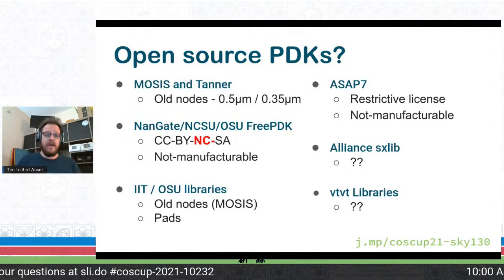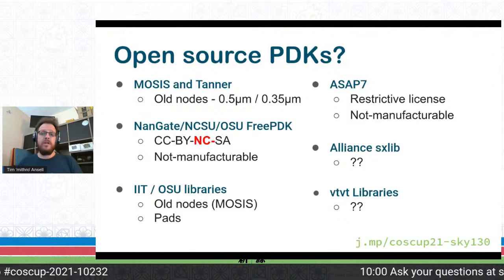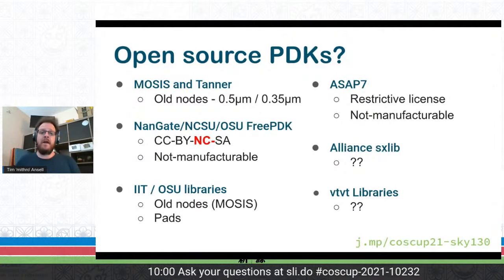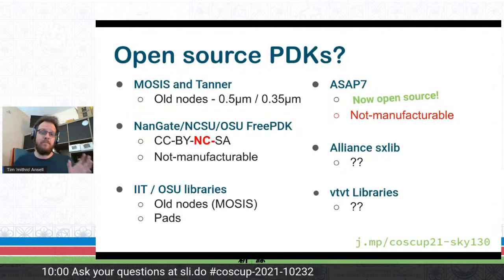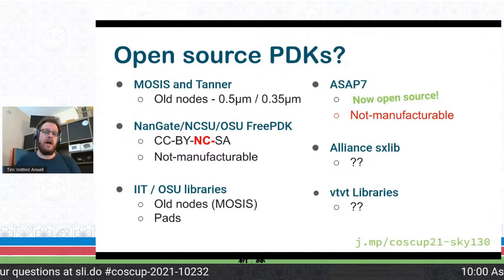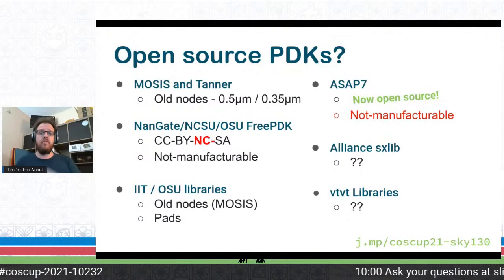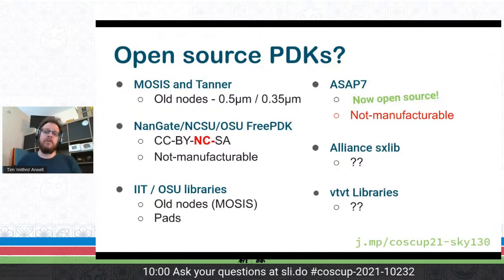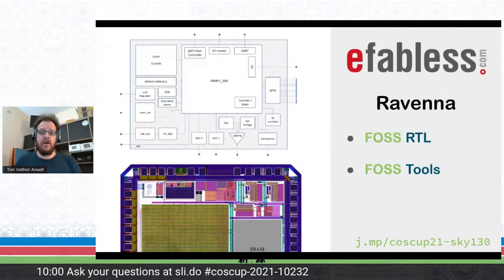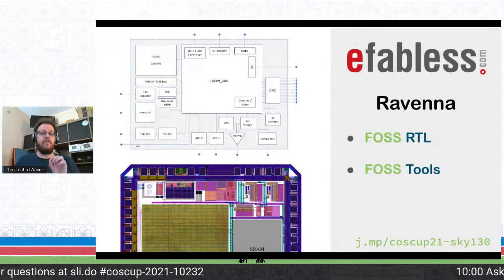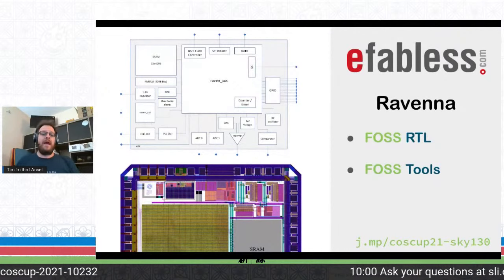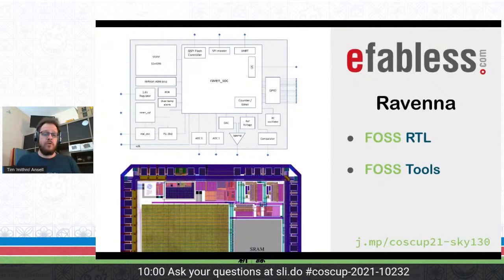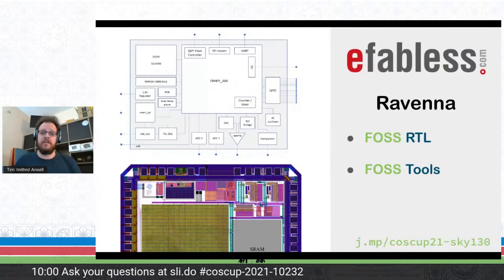There was a lot of stuff out there, but most of it was either non-manufacturable or under non-open source licenses. And when I started, ASAP7 wasn't open source. It's now open source, but it still remains non-manufacturable. The reason this is super important is if you take something like what efabless did, they were trying to develop a fully open source chip. They had a fully open source RTL for the design. They had fully open source tools to build the design.